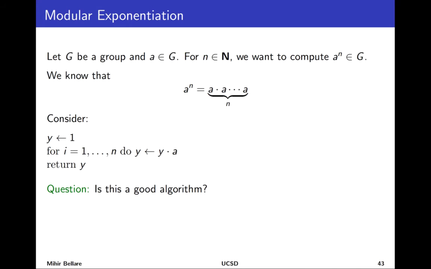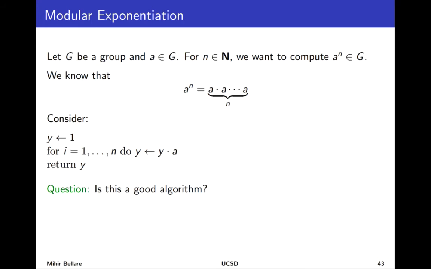Mathematically, we know what it is. Our question now is, I want an algorithm. I give you a group element a and an integer n, and I want to know what is a to the power n. Well, this looks like an awfully simple algorithm to design. I can just start by setting y to 1 and just multiply y by a, n times. That's what the for loop does, and that's the answer.